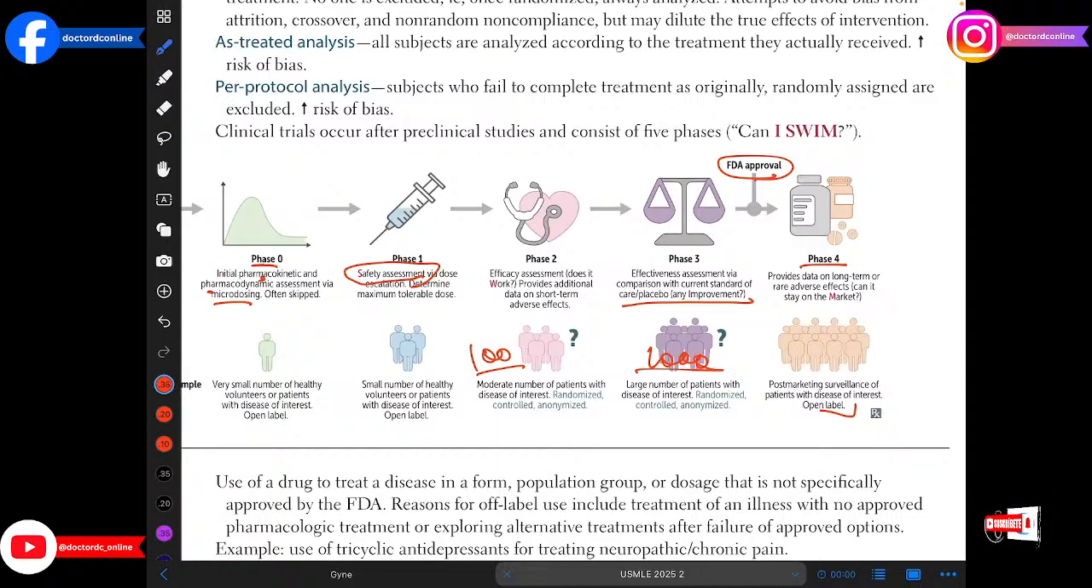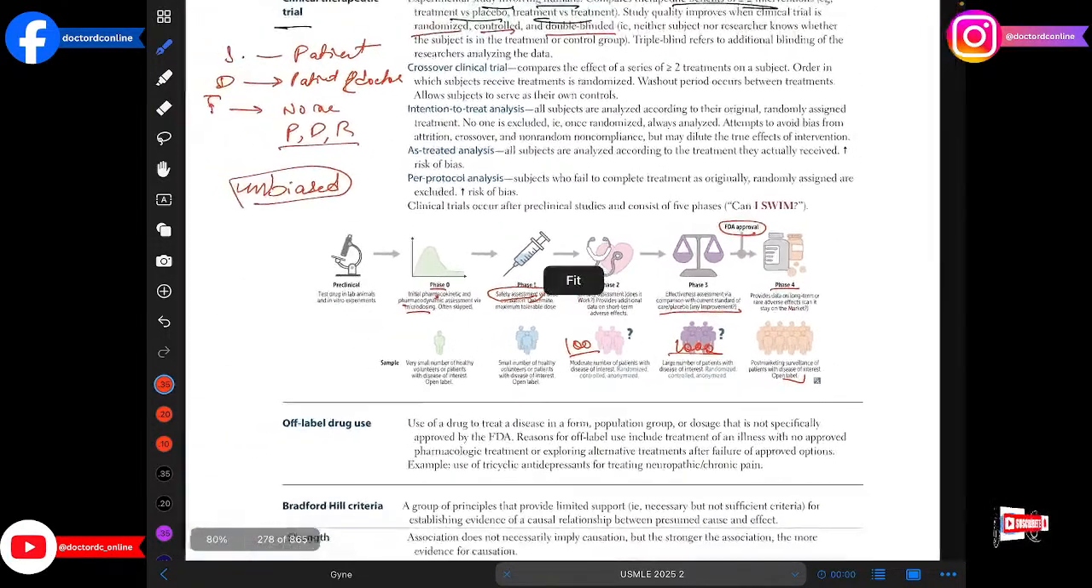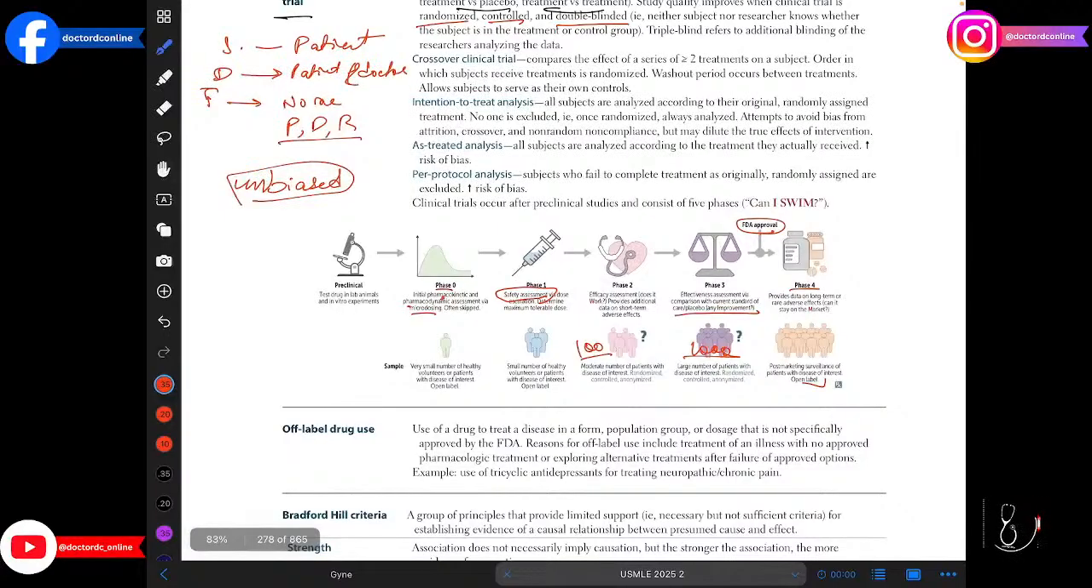Take a look at the simplified chart of the four phases of clinical trials to help you remember. Phase 1 asks, is it safe? Phase 2 asks, does it work? Phase 3 asks, is it good or better than the current thing that we have? And then phase 4 asks, can it stay?